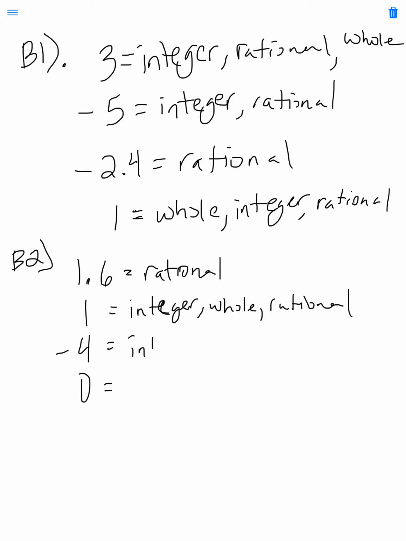-4 is an integer. Remember, integers are positive and negative numbers. And if it's an integer, it's a rational number. And 0 is an integer, and of course if it's an integer, it is a rational number.